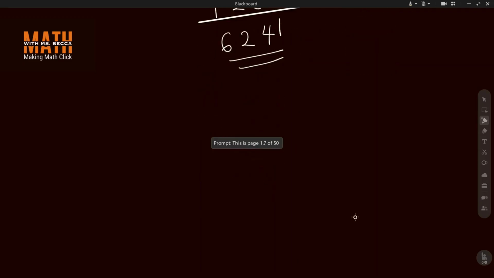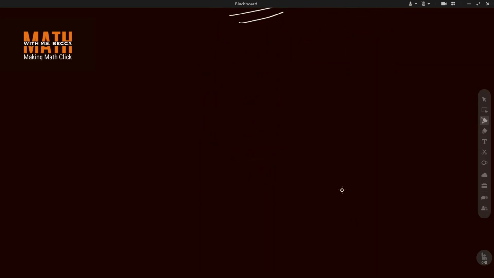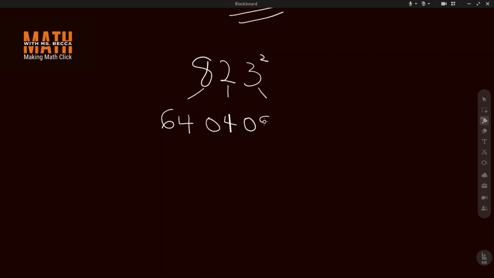Now let's find the square of a three-digit number. Let's say we want to find the square of 823. So the first thing we are to do is to find the square of each digit. The square of 8 is 64. The square of 2 is 4, but you have to write it in two digits. So that will be 04. You don't just write 4. The square of 3 is 9. So you write 09.